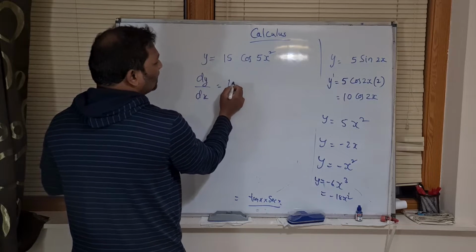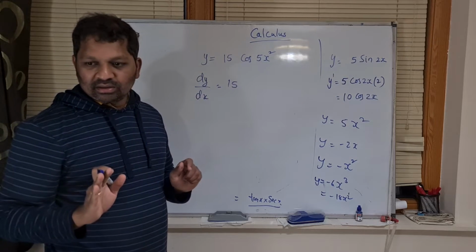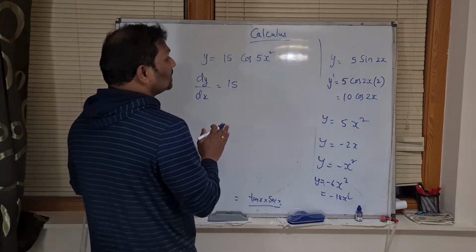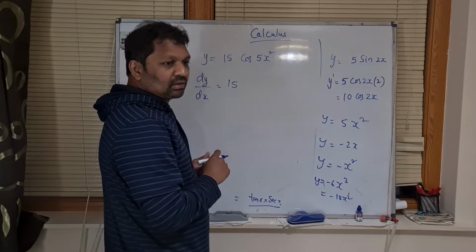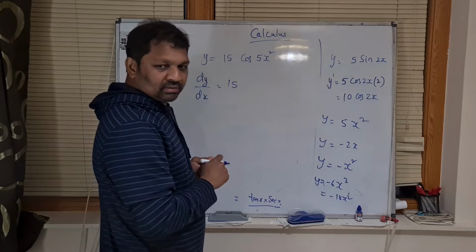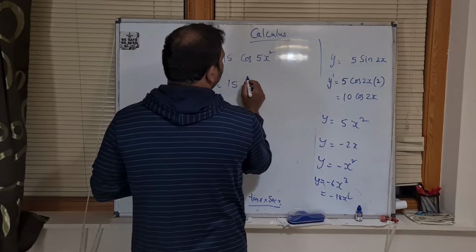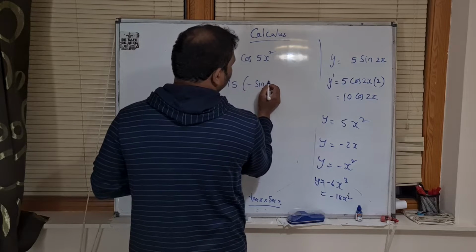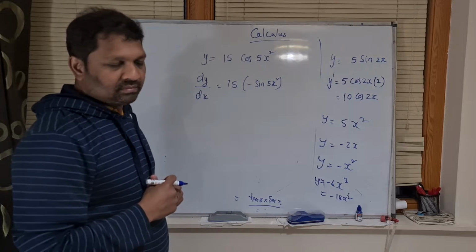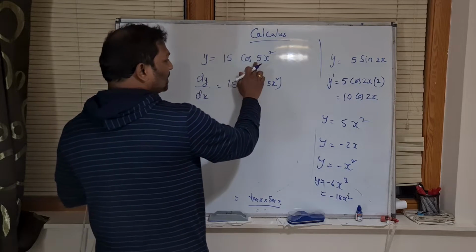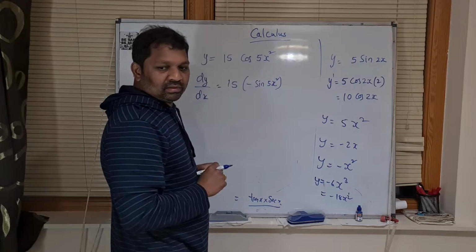15 times. You kept it aside. Forget about 15, nothing to worry. Minus sine 5x square. Very good. And then the differentiation of 5x square. What is the differentiation of 5x squared? 10x.